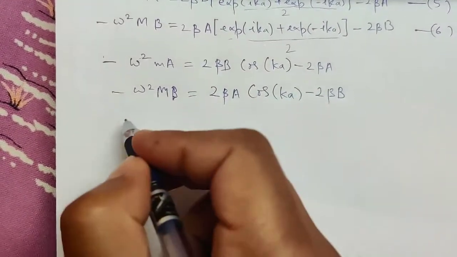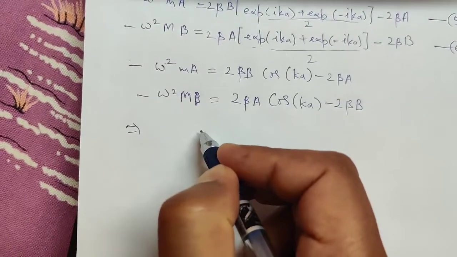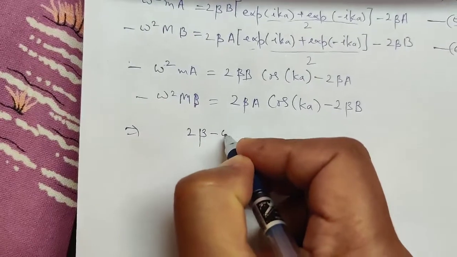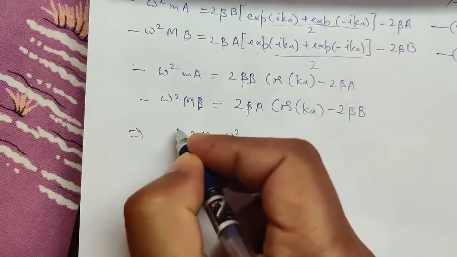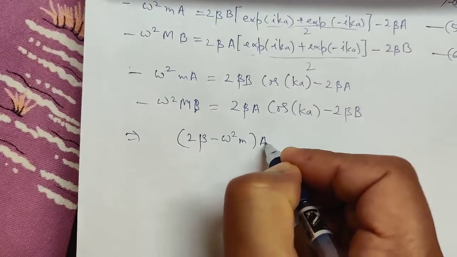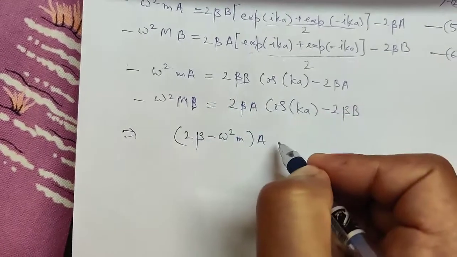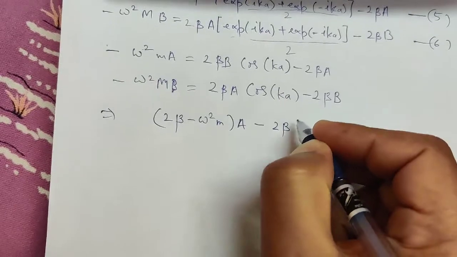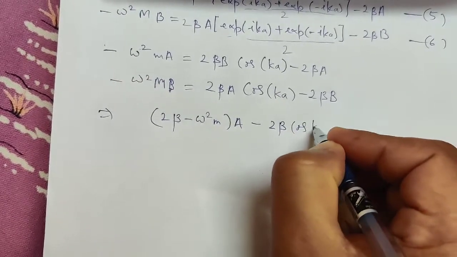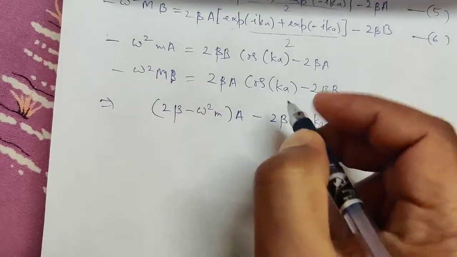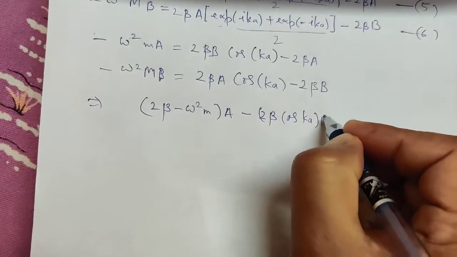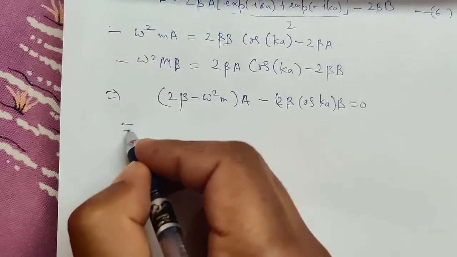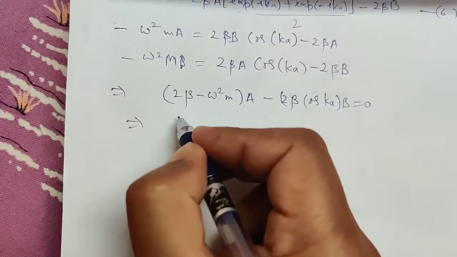So now this equation reduces to 2 beta minus omega square m, common a, and taking the other term to this side, this will be minus 2 beta cos ka. These are the coefficients of v. This equation will rearrange like this. This equation will also be rearranged like this.